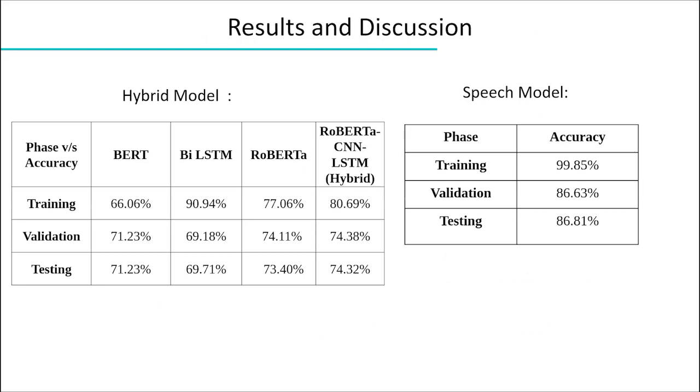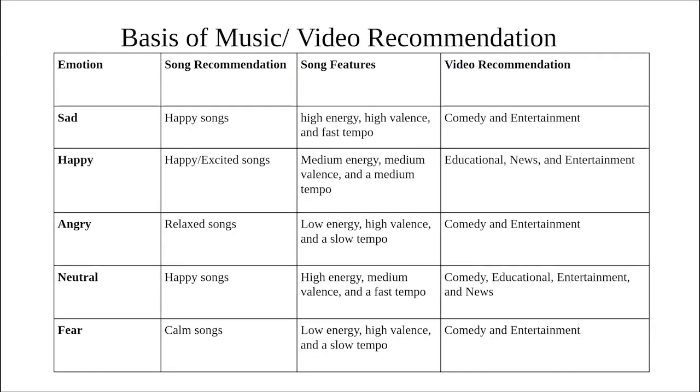For the video recommendation, we try to recommend videos in different genres to enhance their mood. For example, if sad is the emotion predicted by the model, we try to recommend happy songs which have features such as high energy, high valence, and fast tempo. And the video recommendation would be comedy and entertainment to cheer up their mood. In a similar way, for each of the emotions, we recommend songs and videos which will try to improve their mood with the corresponding song features.